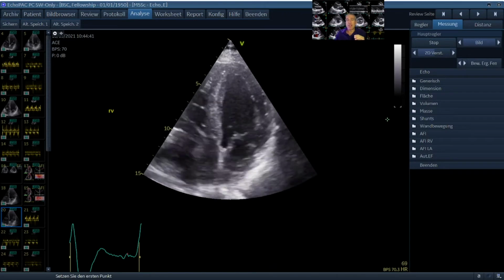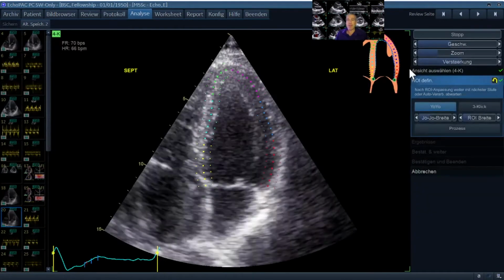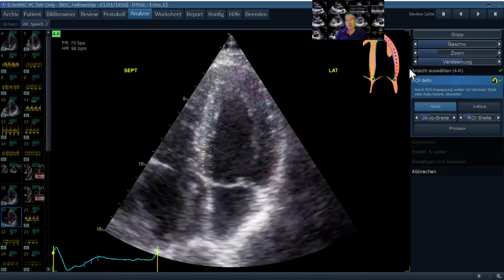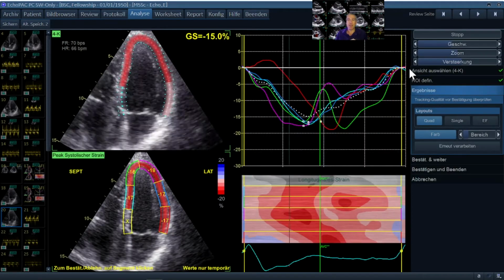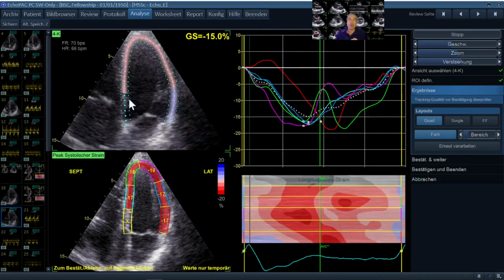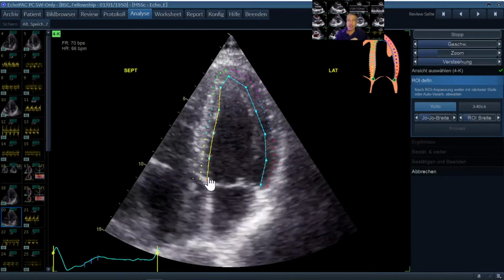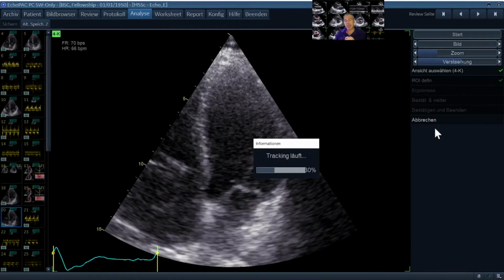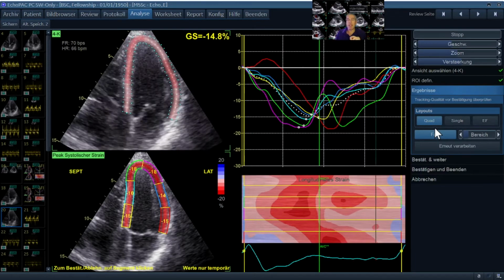Again, I do the analysis. I choose AFI, automated function imaging, and it does it all alone. Wait for a second. Always check that the software did the right thing and correctly identified the view. There is one segment which is not recognized. I try to go back, and here I would correct a little bit. Maybe it's included now in the analysis. Yes, it is. So sometimes you need a little bit of correction.